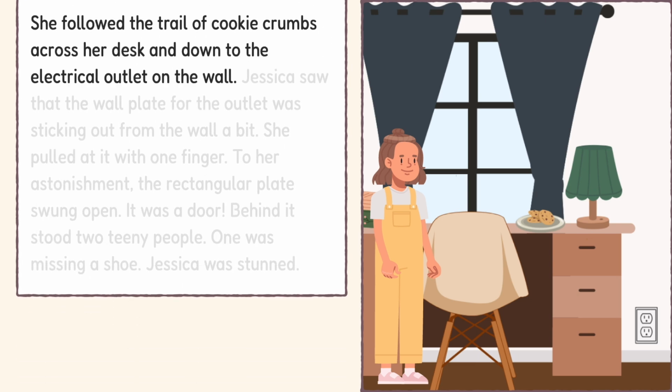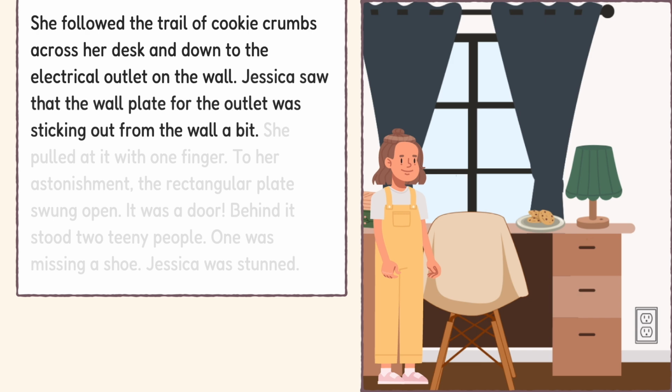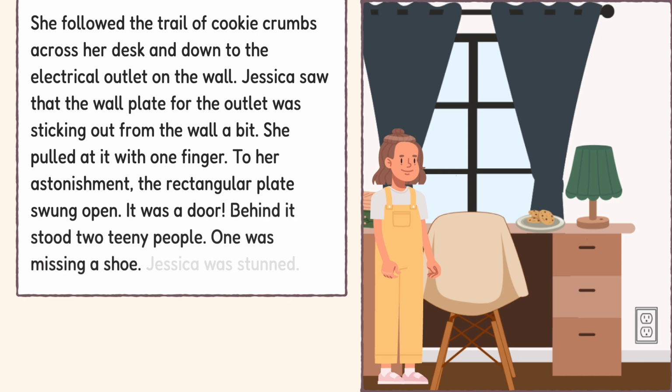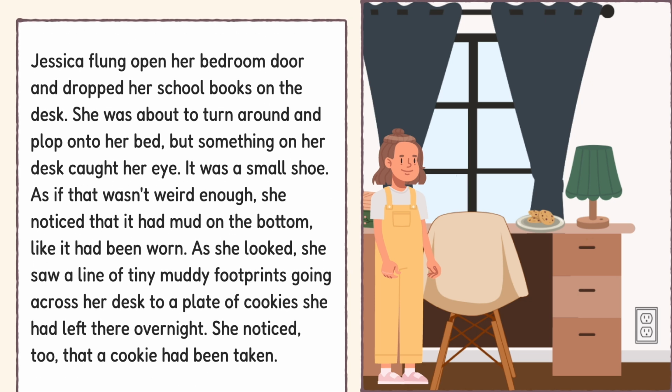She followed the trail of cookie crumbs across her desk and down to the electrical outlet on the wall. Jessica saw that the wall plate for the outlet was sticking out from the wall a bit. She pulled at it with one finger. To her astonishment, the rectangular plate swung open. It was a door. Behind it stood two teeny people. One was missing a shoe. Jessica was stunned.